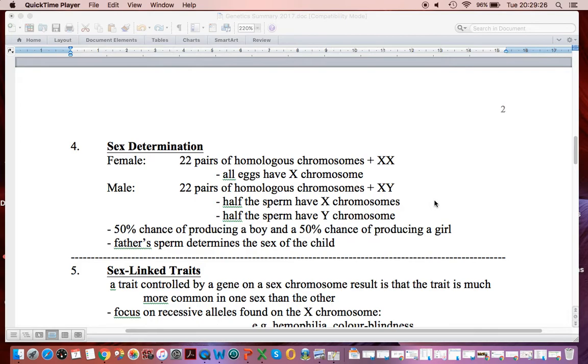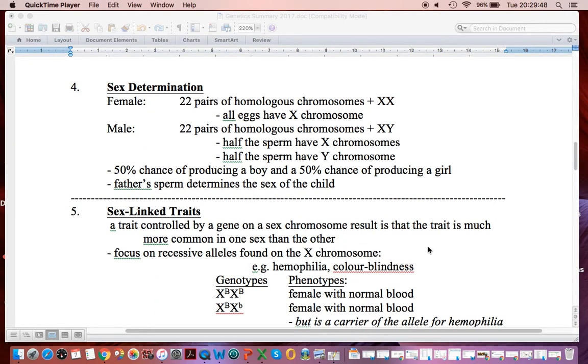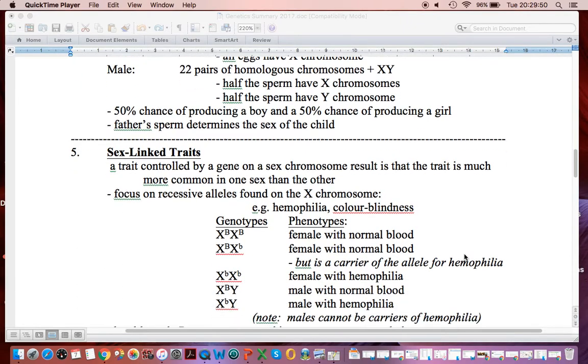In terms of sex determination, you can see a female can only chip in an X chromosome, whereas a male, half of the sperm will have the X chromosome and half will have the Y, and that's why the man determines, or whichever sperm gets to the egg determines the sex of the child, and we know that's a 50-50 probability based on Punnett squares for having a boy or a girl.